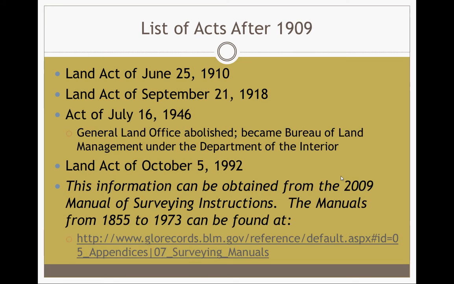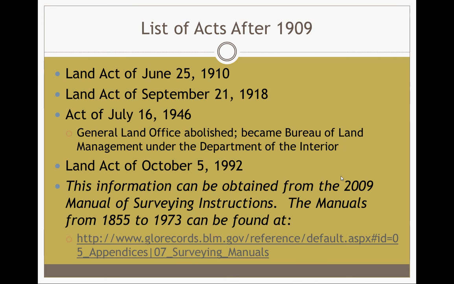1910, 1918, the next most important is the Act of July 16th, 1946, which took the GLO, the General Land Office, abolished it, and called it now the Bureau of Land Management. This also included some of the more biological sides of land management and just called it Bureau of Land Management. Then there was also an act in 1992.